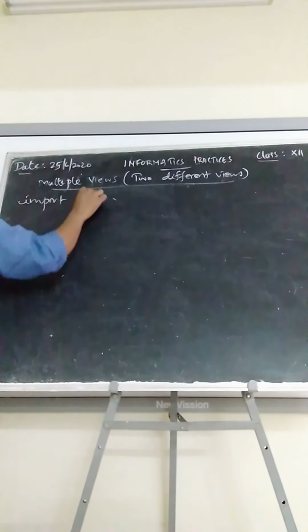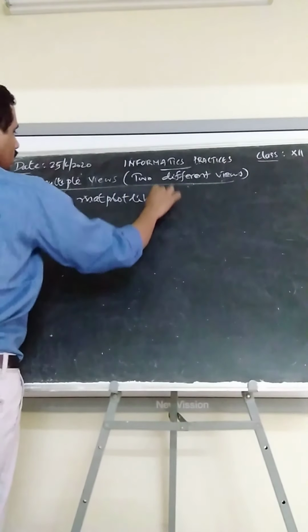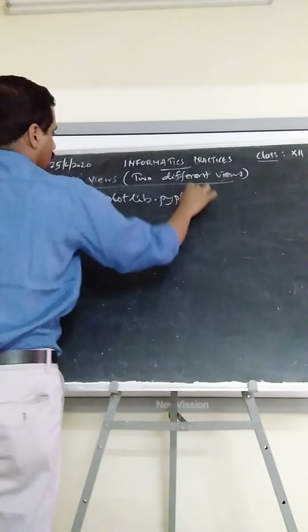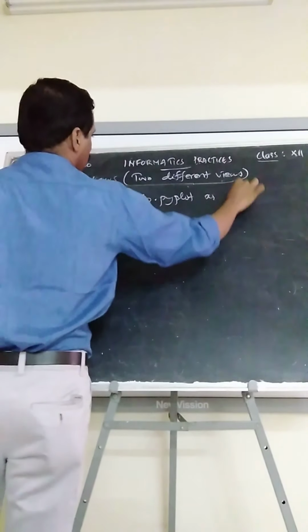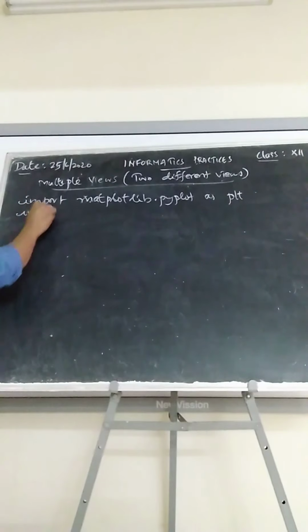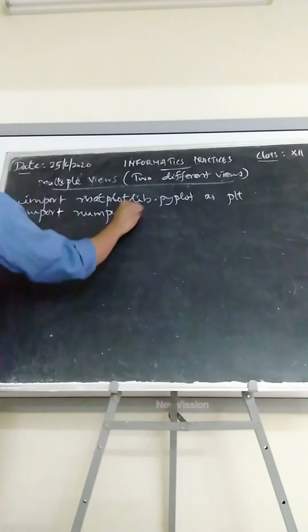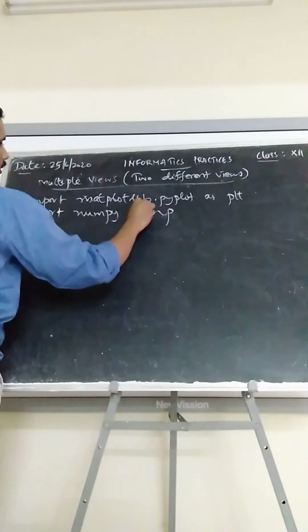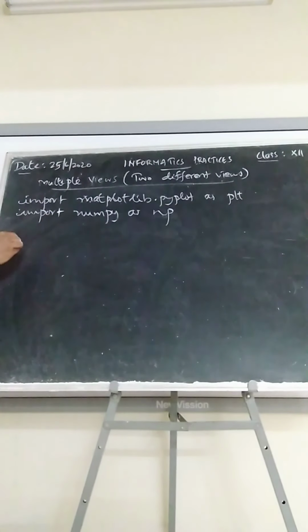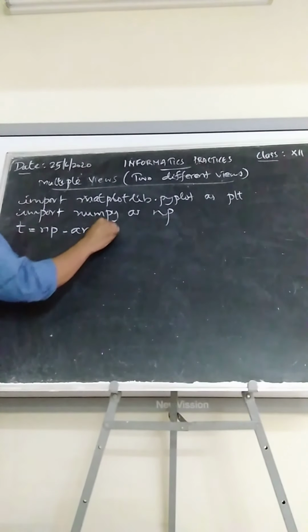Import matplotlib.pyplot as plt. You know why we are doing it. It is for plotting functions. And the second one is import, as I said earlier, numpy as np. np is the object of the NumPy module.